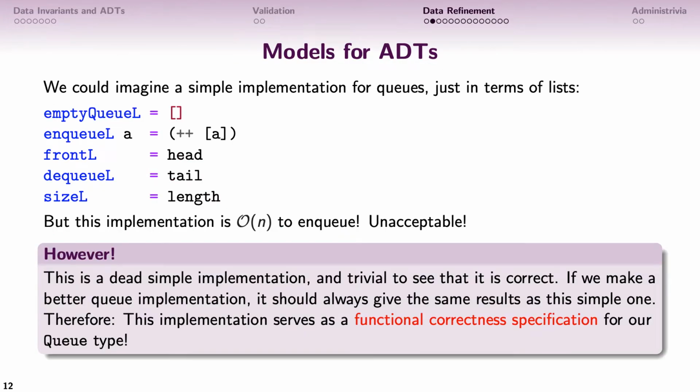So we've got this implementation here, right? Empty queue, and I just put an L on the end of all of these because this is the list version. So empty queue is just the empty list, enqueue just adds to the end, front is just head, dequeue is just tail, and size is length.